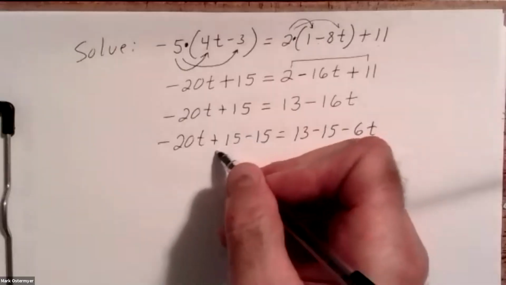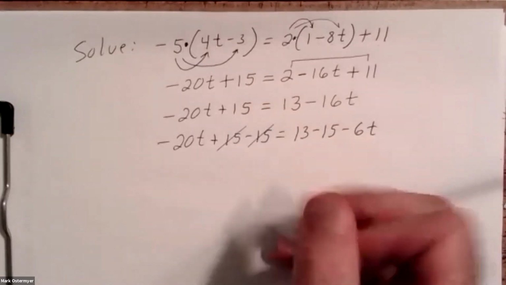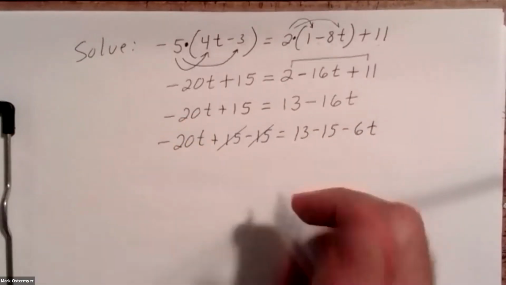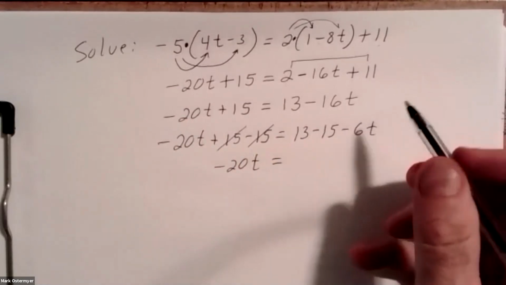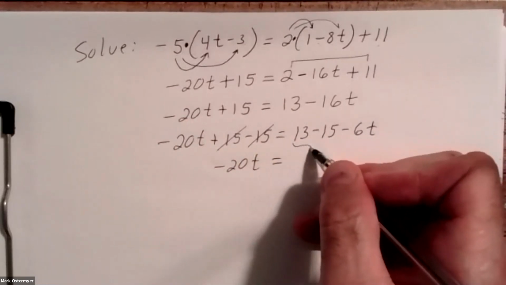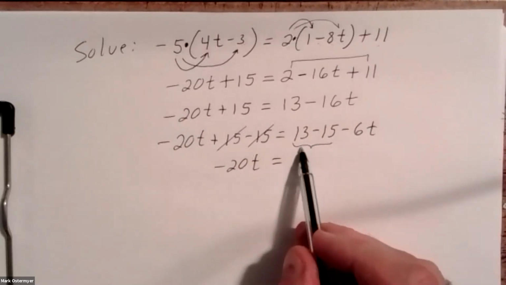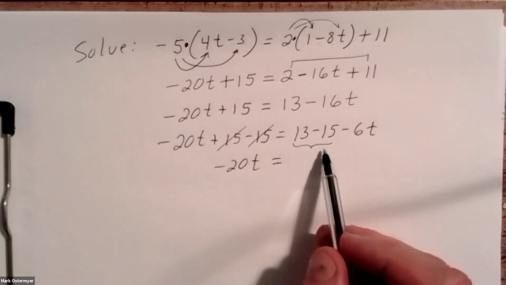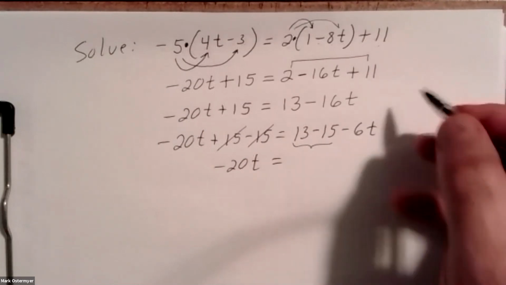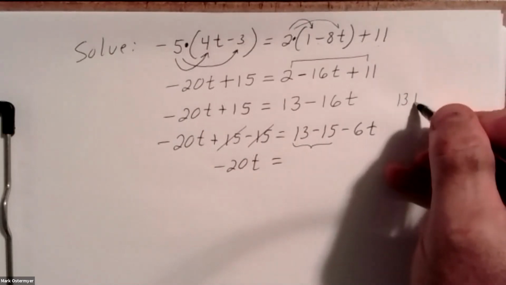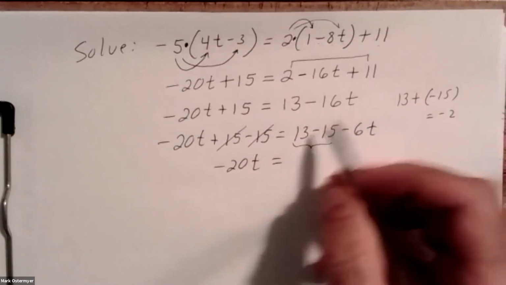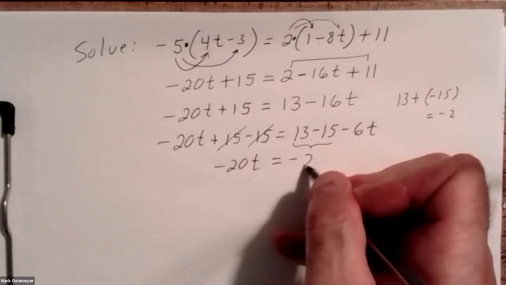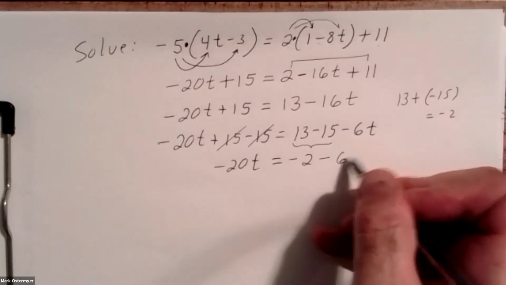The 15s on the left side cancel out to 0. 15 minus 15 is 0, and we're left with -20t. On the right side of our equation, what's 13 subtract 15? What's 13 minus 15? -2. Yeah, it's really 13 plus a -15, which is a -2. 13 minus 15 is a -2. And then we got the minus 16t.